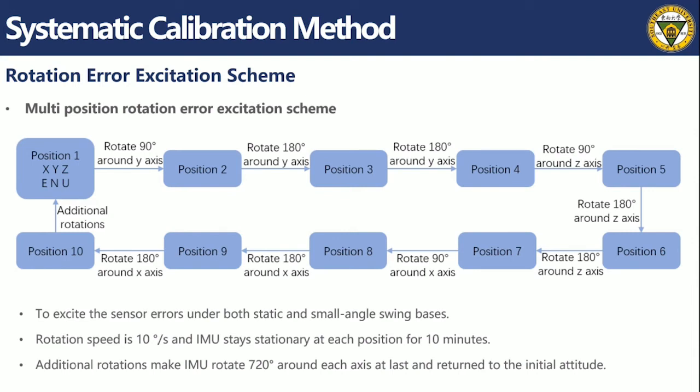The rotation speed is 10 degrees per second, and the IMU stays stationary at each position for 10 minutes to fully stimulate the errors. After rotating 9 times and staying stationary at 10 positions, there are additional rotations to make the IMU rotate 720 degrees around each axis at last and return to the initial postures, which helps to observe the errors.